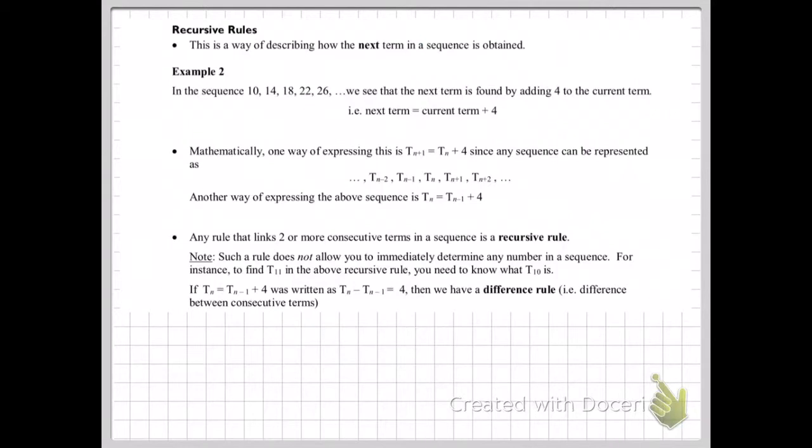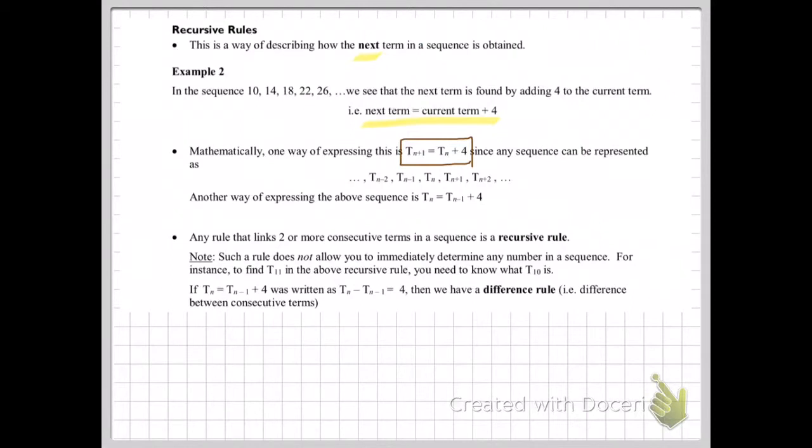The next big idea is recursive rules. This is a way of describing how the next term in a sequence is obtained. Example 2. We have a sequence 10, 14, 18, etc. and we can see that we're adding 4 each time. In other words, the next term is equal to the current term plus 4. So mathematically, one way of expressing that is to say that tn plus 1, in other words the next term, is equal to the current term plus another 4.